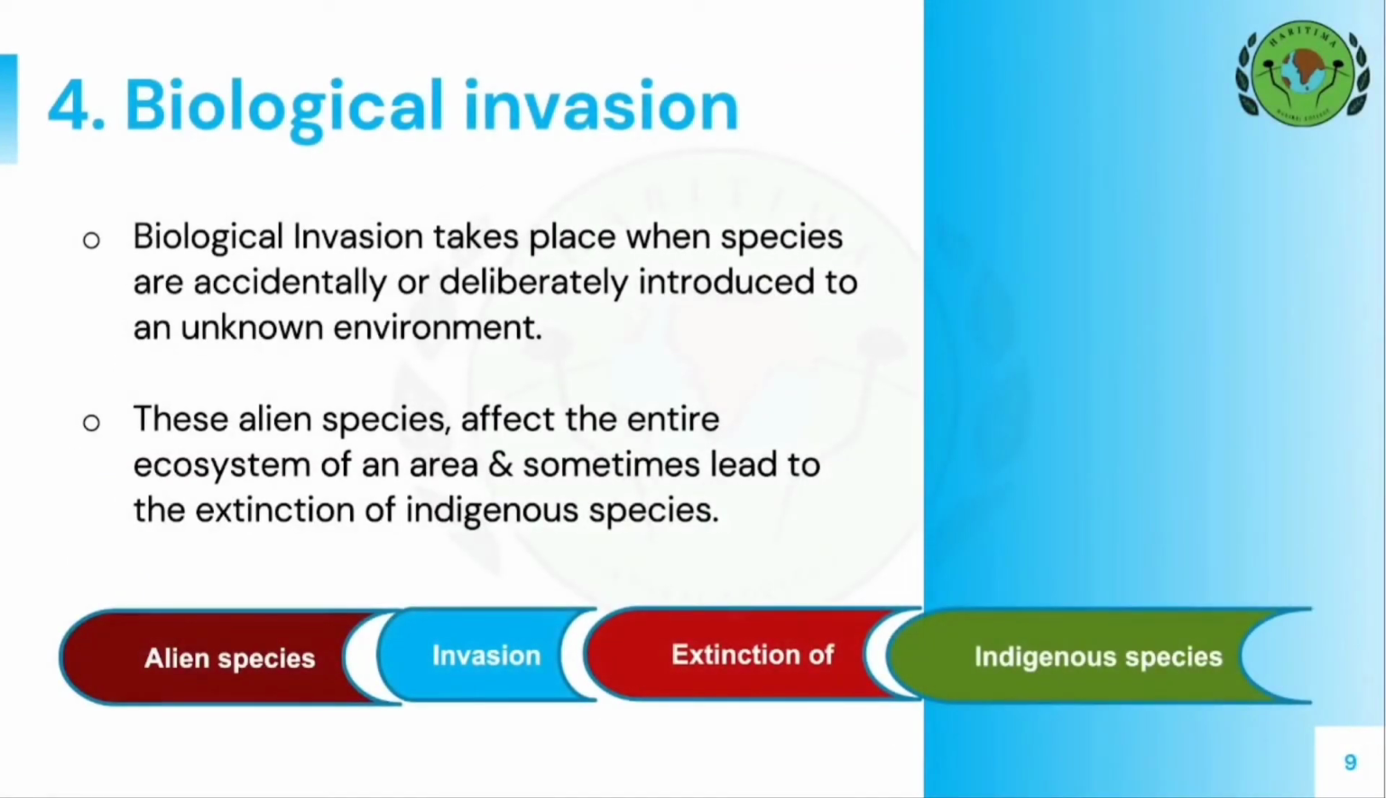The fourth threat to biodiversity is biological invasion. Biological invasion takes place when species are accidentally or deliberately introduced to an unknown environment. These alien species affect the entire ecosystem of an area and sometimes lead to the extinction of indigenous species.